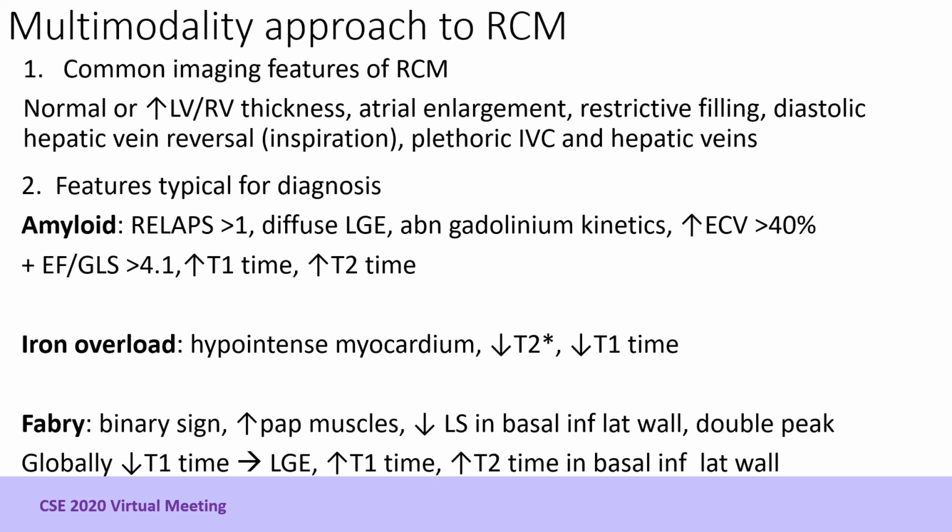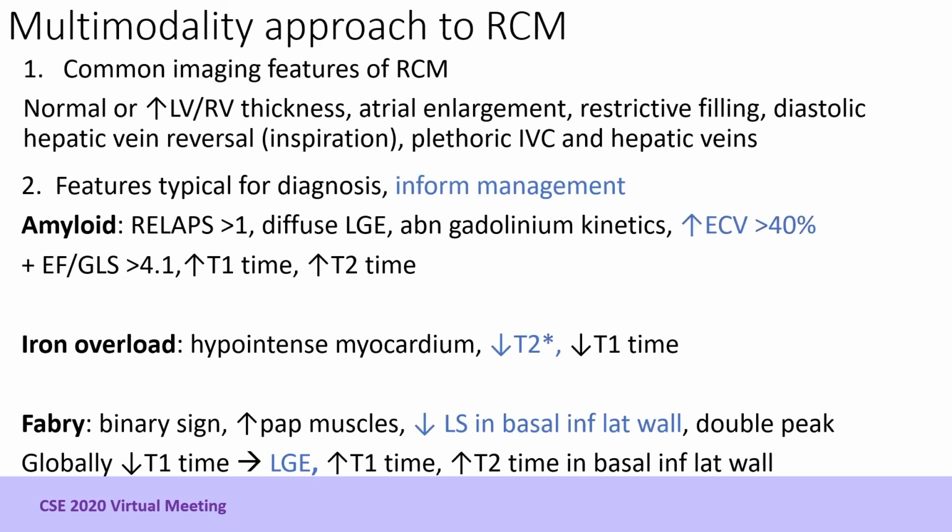In Fabry disease, there are many morphologic findings, including the binary sign and increased papillary muscles on echo, and on strain, decreased longitudinal strain, particularly in the basal inferior lateral wall, associated with a double peak curve. On MRI, initially there's a globally decreased T1 time, but over time, as disease progresses, we can see LGE and prolonged T1 and T2 times in the basal inferior lateral wall.